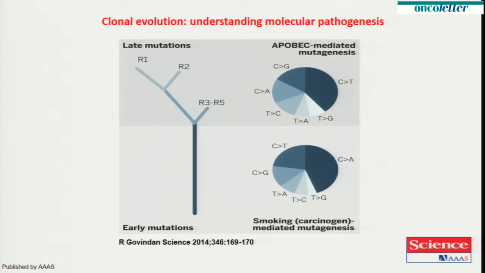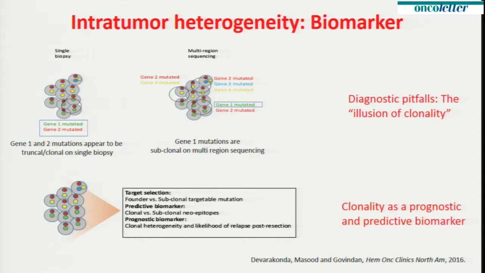Why is that important? APOBEC is targetable. So potentially, if you can identify these patients earlier on, you could probably prevent the cancer, and chemoprevention may come through these approaches rather than giving something in a brute force.